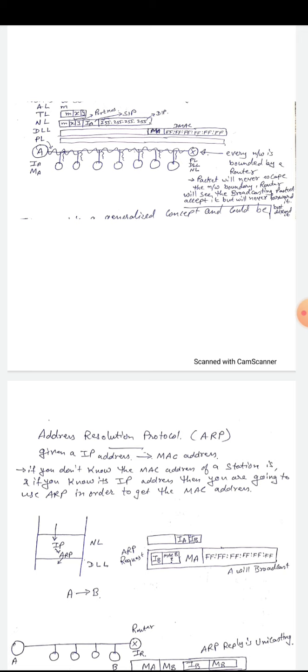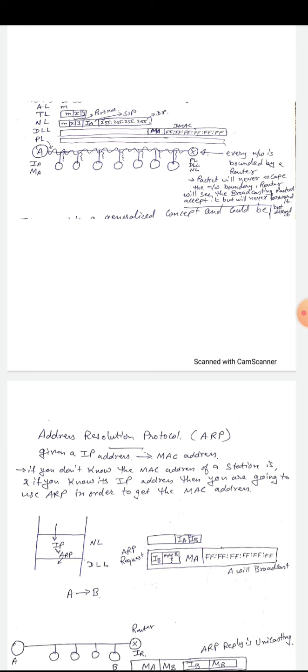In this address resolution protocol, you have an IP address, and we are interested in finding the MAC address. The IP address is known, but the MAC address is not known. So, if you do not know the MAC address of a station and you know only the IP address, then you are going to use ARP in order to get the MAC address. That is the meaning of this.